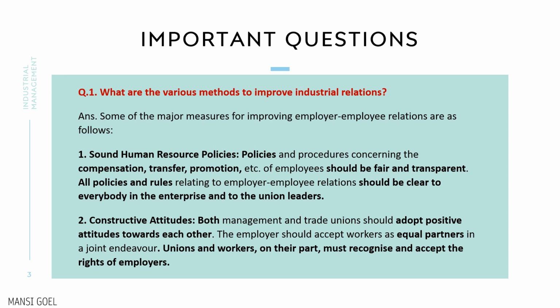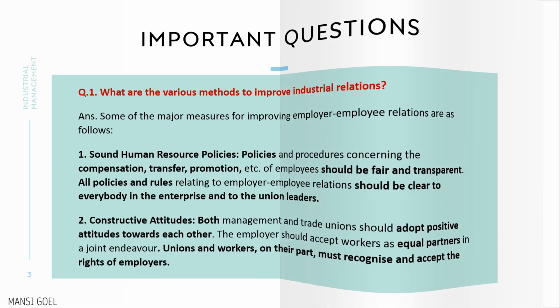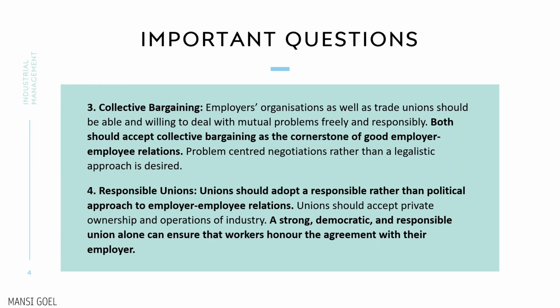2. Constructive attitudes. Both management and trade unions should adopt positive attitudes towards each other. The employer should accept workers as equal partners in a joint endeavor. Unions and workers, on their part, must recognize and accept the rights of employers. 3. Collective bargaining. Employers' organizations as well as trade unions should be able and willing to deal with mutual problems freely and responsibly. Both should accept collective bargaining as the cornerstone of good employer-employee relations. Problem-centered negotiations rather than a legalistic approach is desired.